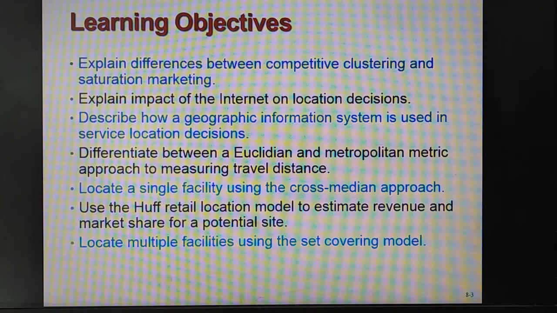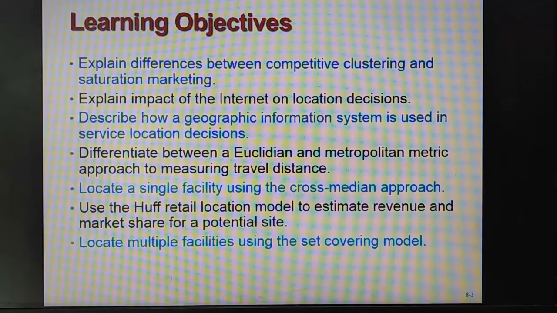Next, you should be able to locate a single facility using, for example, in the beach, where to locate the toilet, by using the cross-median approach. You should also be able to apply the Huff retail location model to estimate the revenue and market share for a potential site such as a shopping center. And last but not least, locating multiple facilities by using the set covering model.